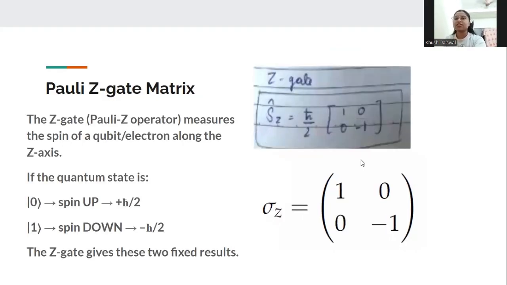Then our last Pauli gate is the Pauli Z gate. So the Pauli Z gate measures the spin of the qubit along the Z axis. And this is the phase flip operator and is used to measure in the standard basis. So basically, it gives two fixed results, which are up spin, which is h-bar by 2, and down spin, minus h-bar by 2.